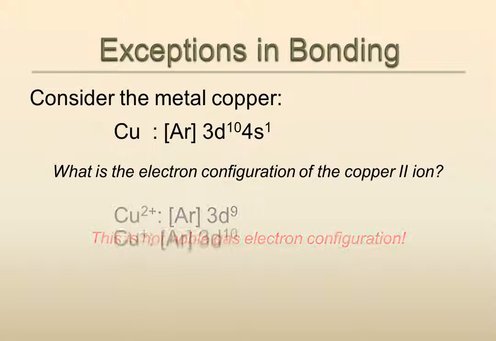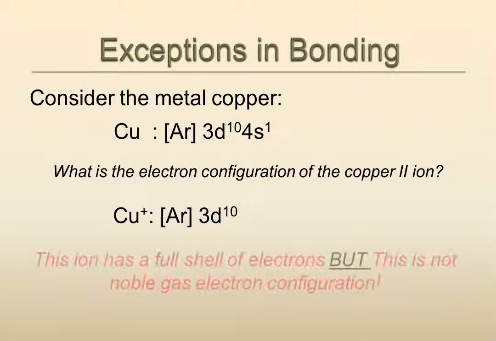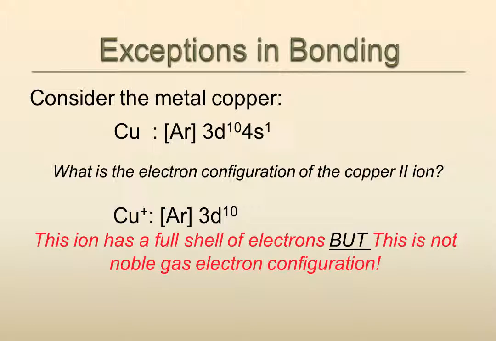Now we can go a little bit further. If, for example, we take copper 1+, which is another oxidation state of copper, you'll notice the electron configuration is 3d10. Now, copper 1 does exist. You can have copper 1 oxide, for example, copper 1 carbonate, copper 1 iodide, and all of these are nice, relatively stable compounds, not necessarily any more or less stable than copper 2. But notice that it does have a full shell of electrons, but it doesn't have noble gas electron configuration.